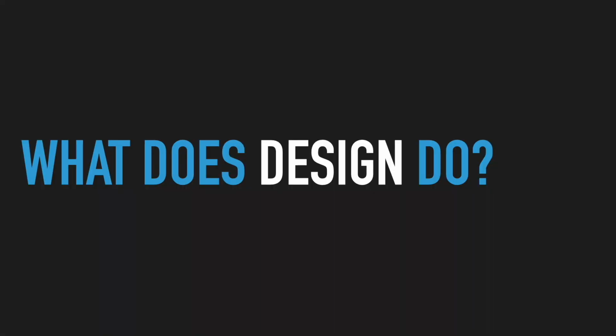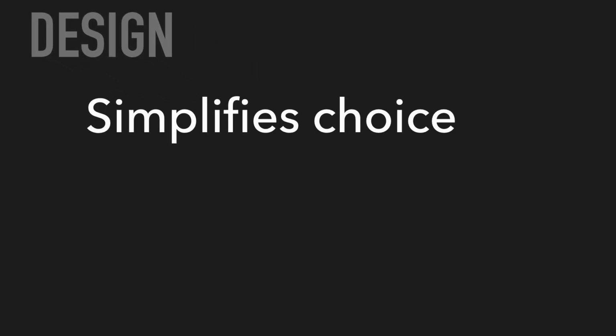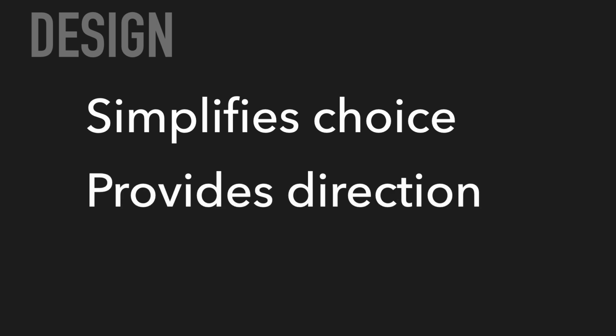So if we're thinking about what design does, it does 3 things in particular. The first, design simplifies choice. When we overload users with too many choices, it tends to be overwhelming and makes it more difficult for them to make a choice, so design simplifies the number of choices in front of them. It also provides direction, so that it's not confusing for learners to figure out where they are supposed to go next and what they are supposed to be working on.